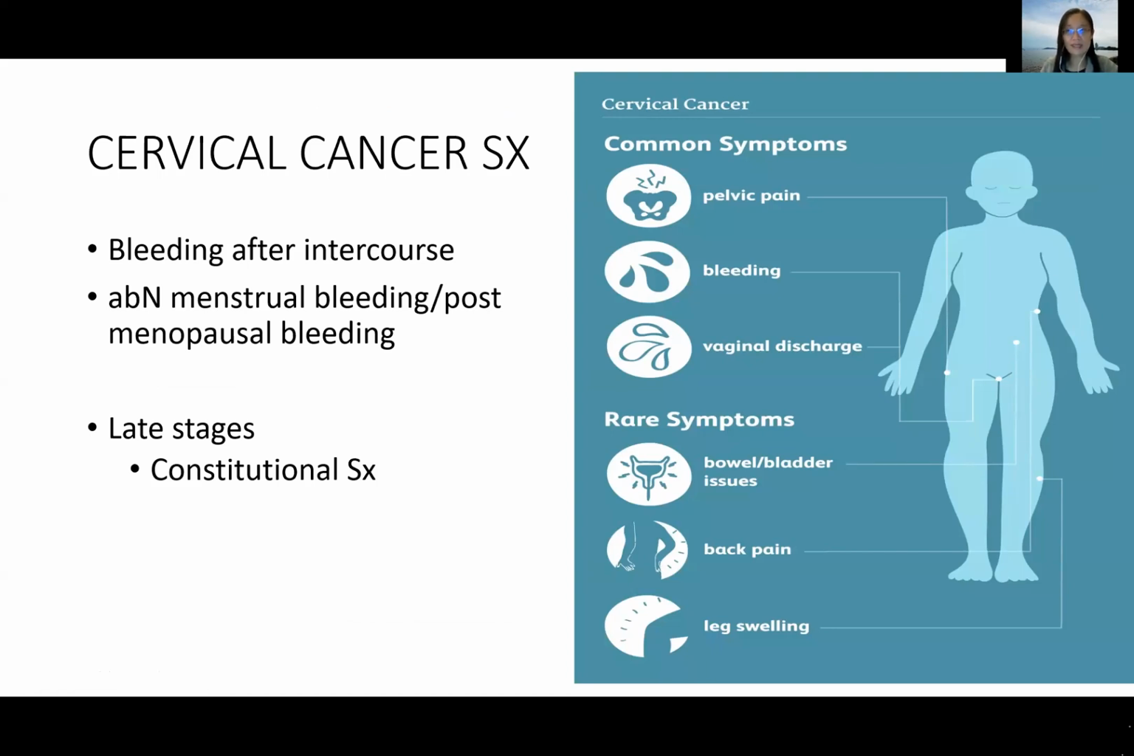So if it invades into the adjacent tissues like the bladder, they can have bleeding from urination, frequency and pain. They can have back pain, and they can have bleeding from the rectum as well because of the tumor invading into the rectum area. Some patients actually have a lot of lymph node metastasis in the pelvis that will increase the pressure in the abdomen and cause leg swelling as well.